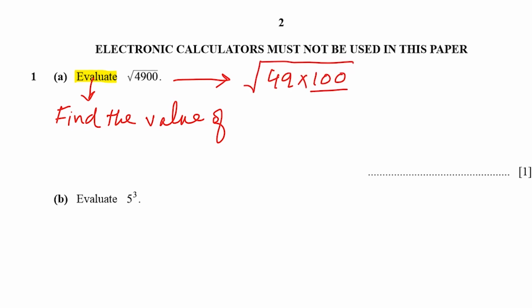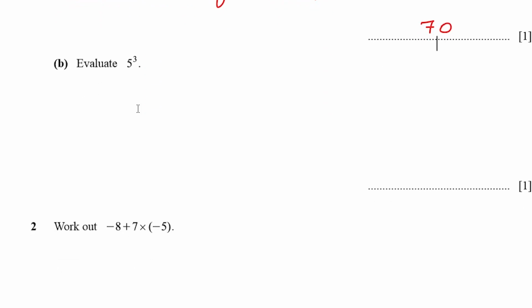Square root of 100 is 10, and the square root of 49 is a perfect square, its square root is 7, so the answer will be 70. Then evaluate 5 cube. 5 cube means 5 multiplied by 5 multiplied by 5, which is 125.